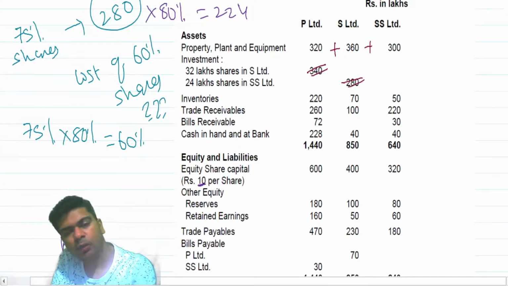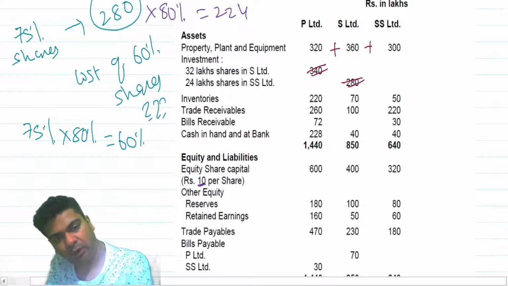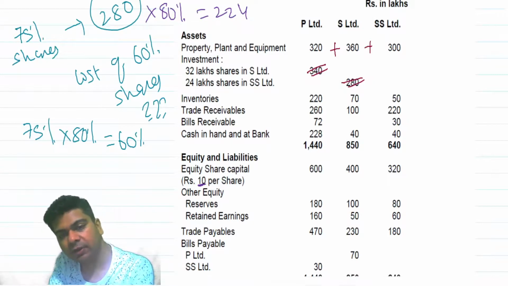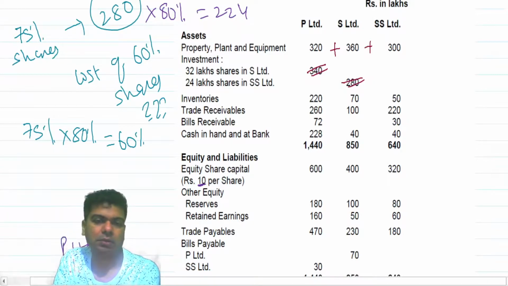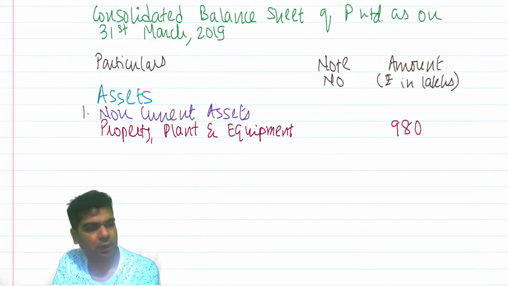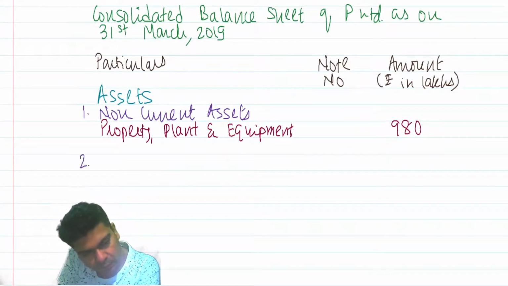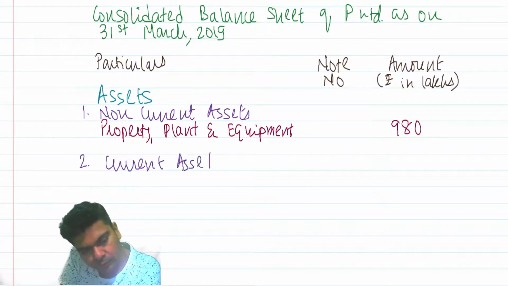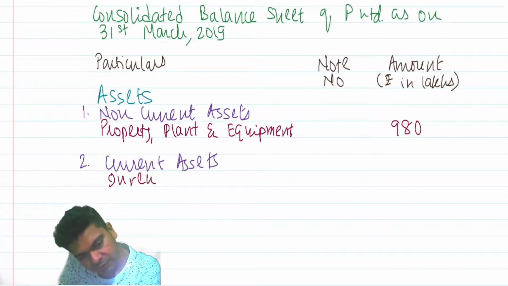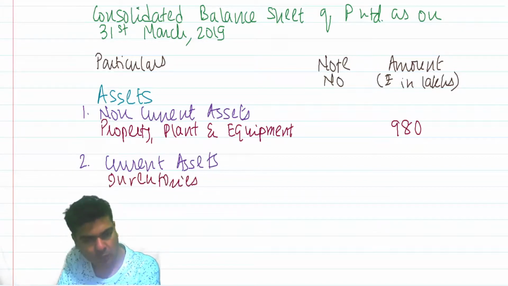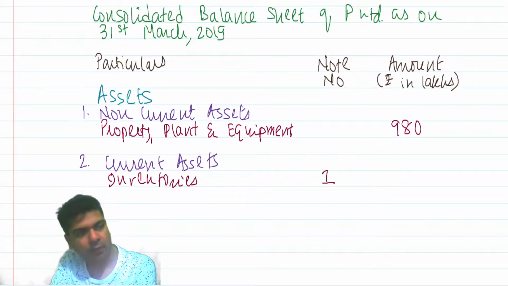Then we are having inventories. There is a point of unrealized profit over there, isn't it? Only one item is there. We say next, current assets. Under current assets, we say inventories. Note 1.